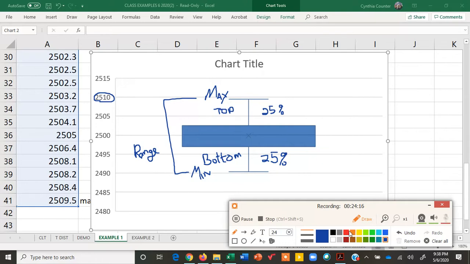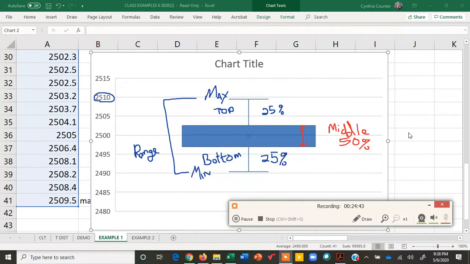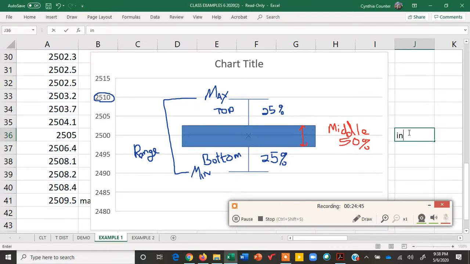So what's going on in the middle here? Well, this middle part right here, that's the middle 50%. So here is the middle 50%. And that is called the interquartile range. Having some difficulty writing that way, so let me write it out here. The interquartile range.